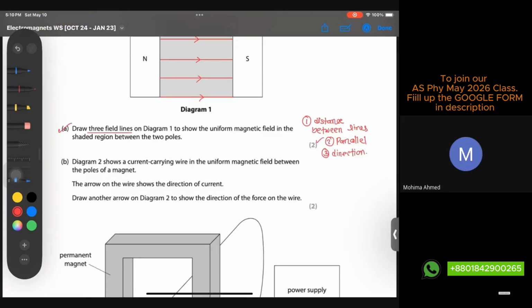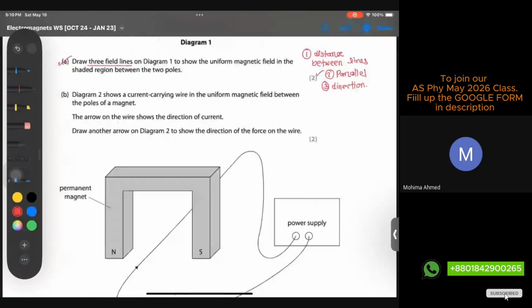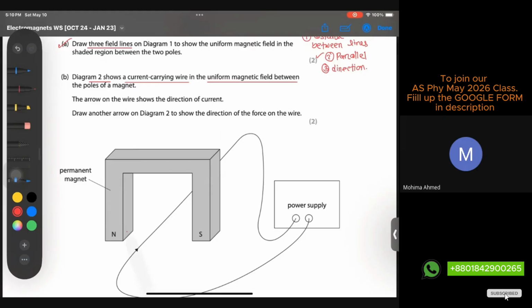Okay, then if you move on, diagram 2 shows a current carrying wire in the uniform magnetic field between the poles of a magnet. This is a U shape. Obviously, we're going to get uniform magnetic field lines in this direction, from north to south. The arrow on the wire shows the direction of the current. Draw an arrow on diagram 2 to show the direction of the force on the wire. I will use Fleming's left-hand rule to represent that force. In Fleming's left-hand rule, your third finger indicates the direction of your current, so your third finger should be pointed towards the right-hand side.